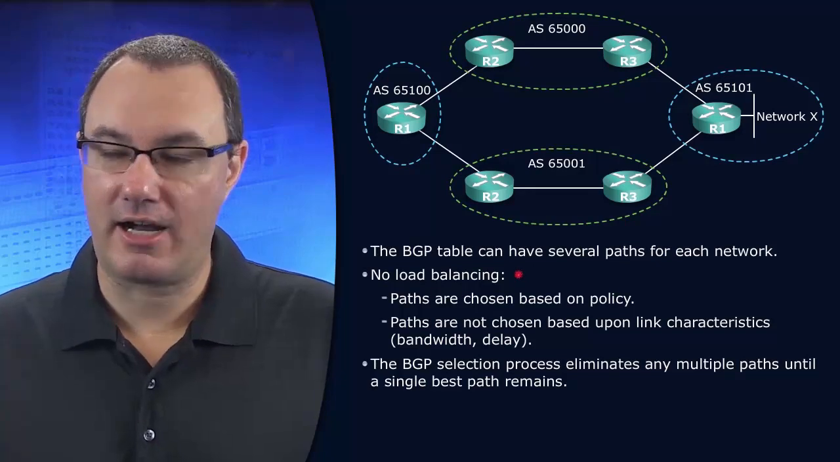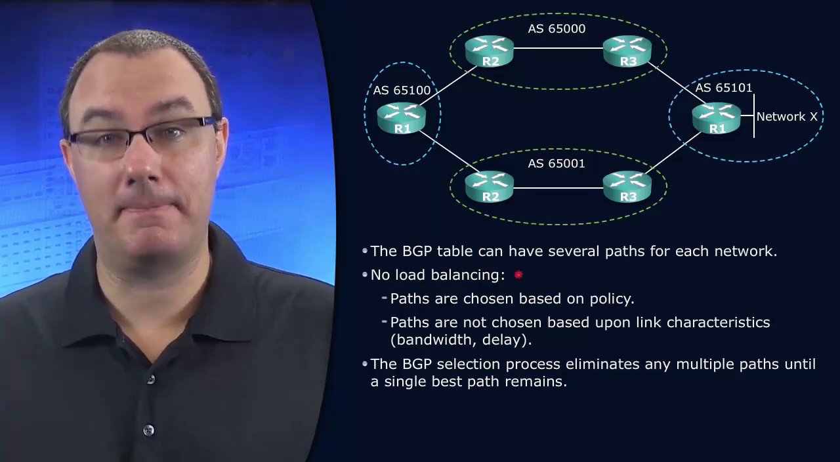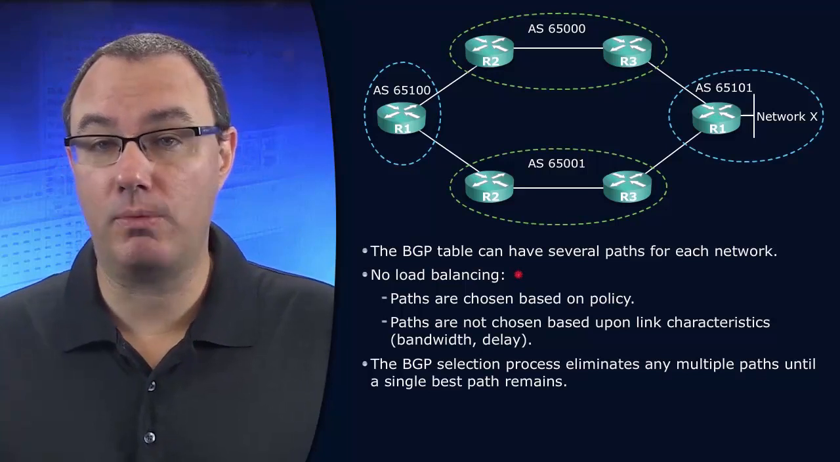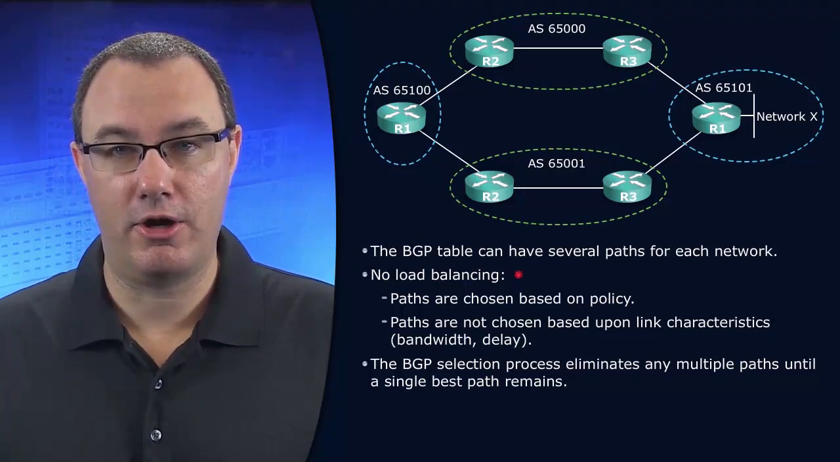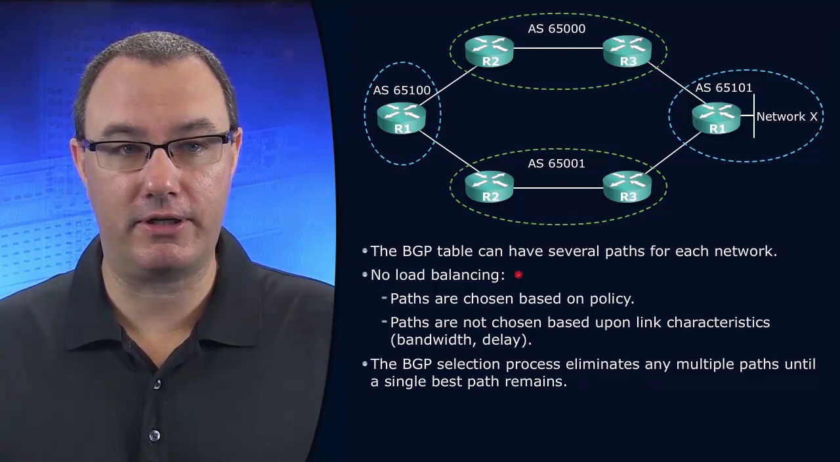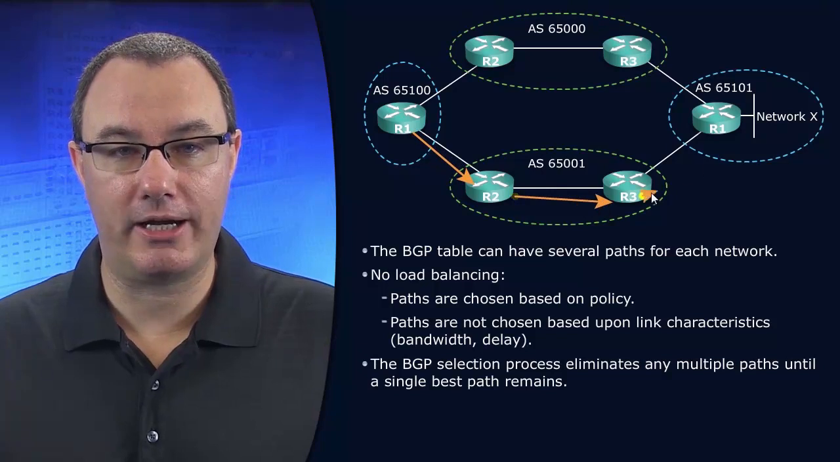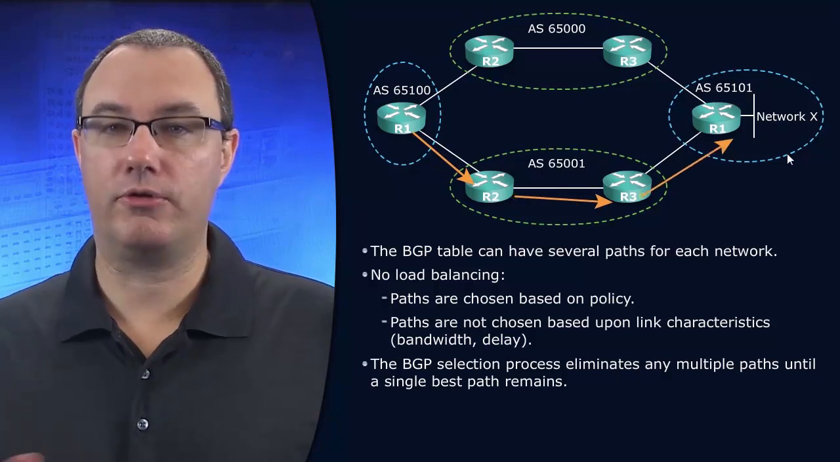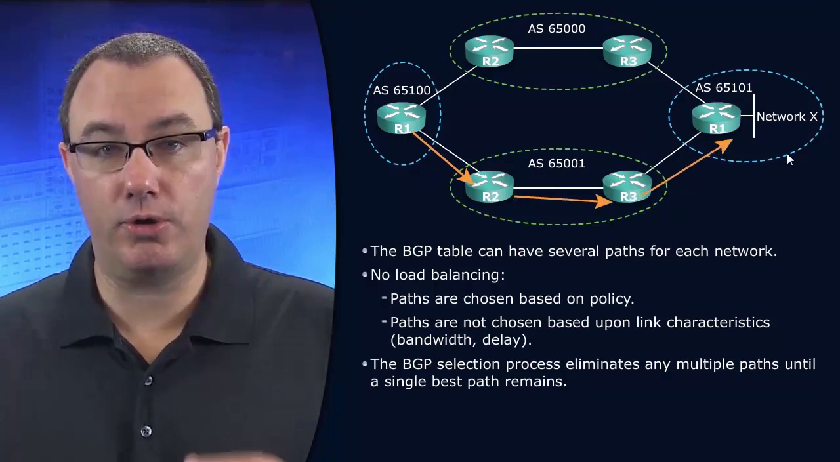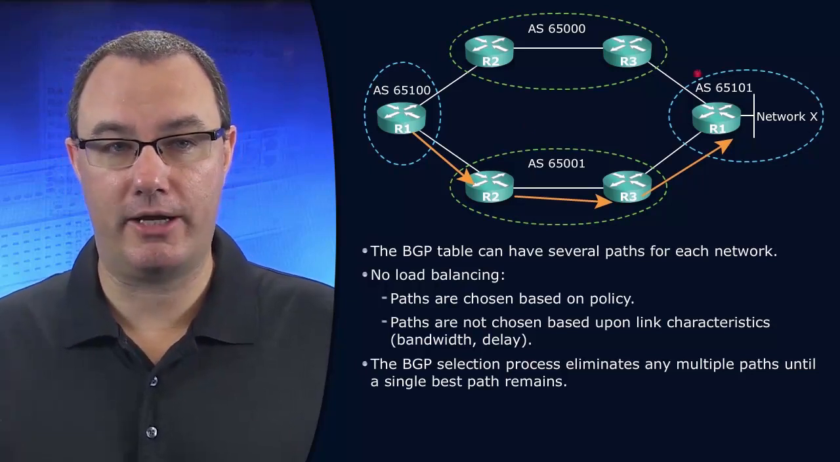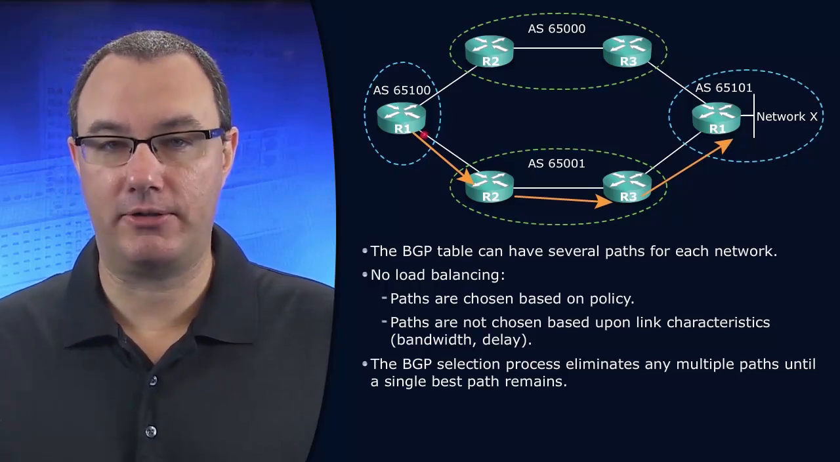It's like Highlander. There can be only one. There can be only one chosen path per given prefix. And so if we're looking from the perspective of R1 going to network X, all of our traffic to that destination would go through one pathway from router 1's perspective.